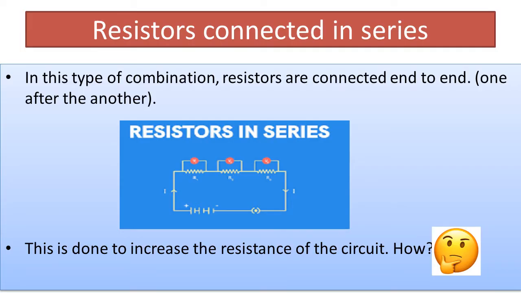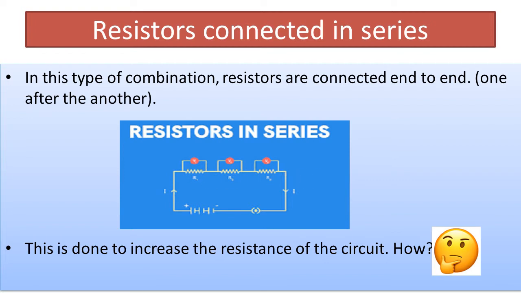Let us first discuss all about resistors arranged in series combination. When two or more resistors are connected end to end, one after the other, they are said to be connected in series. Have a look at this diagram. Here you can see clearly the three resistors are connected in the circuit, and these three resistors are connected one after the other in a line. So they are said to be connected in series combination.